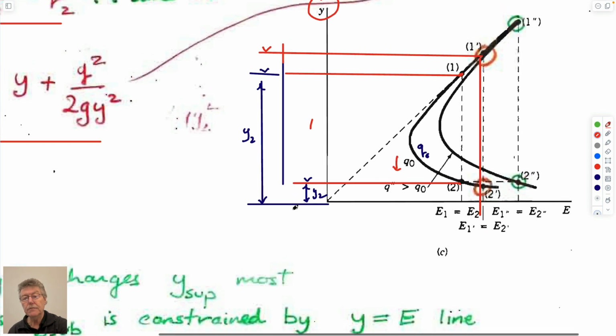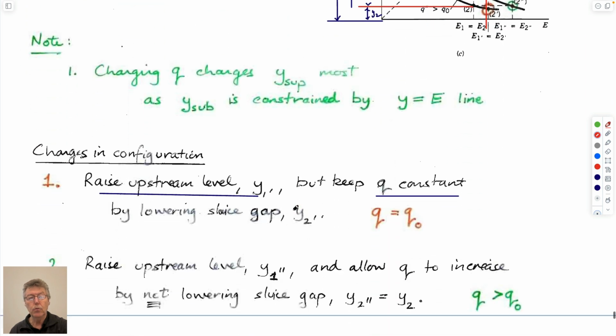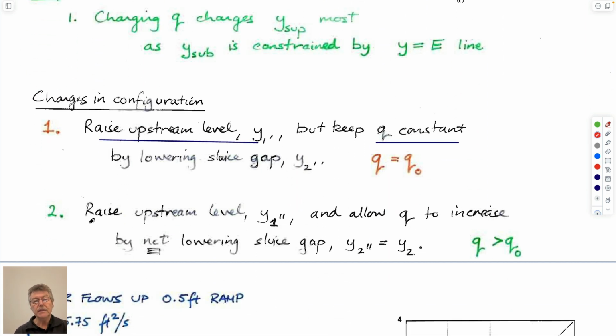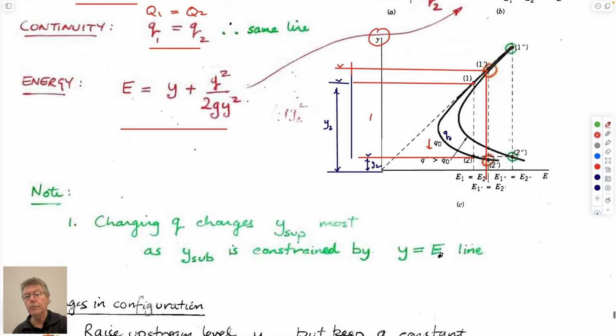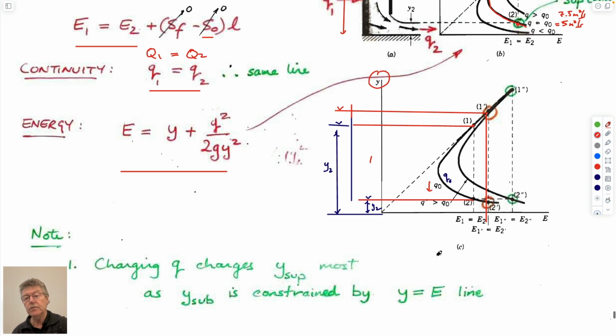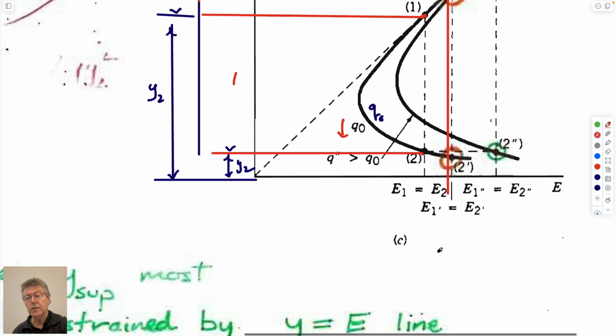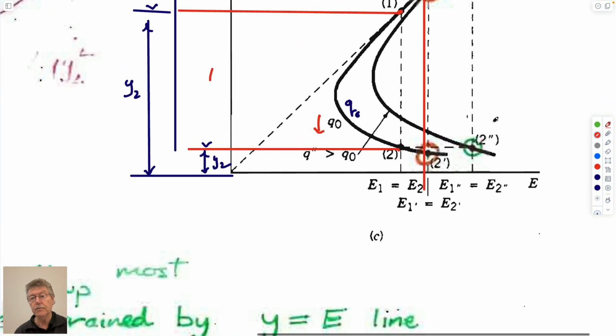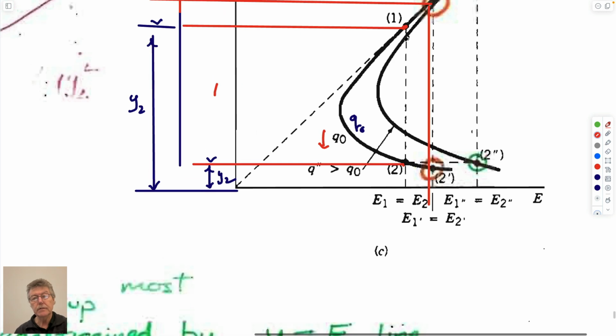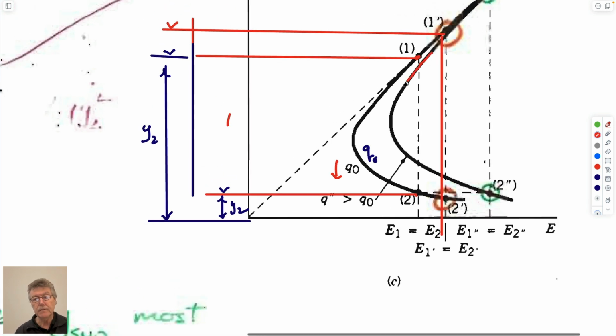If you alternatively want to raise the upstream level to another height, double prime, that would naturally increase the flow rate if you don't do anything to the gap at the bottom. So if you don't lower the gap, but just raise the upstream level, then you'd migrate onto a different curve. You'd migrate onto the curve which is now this red curve.